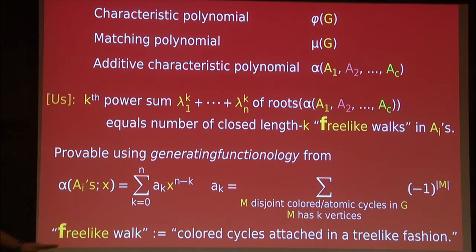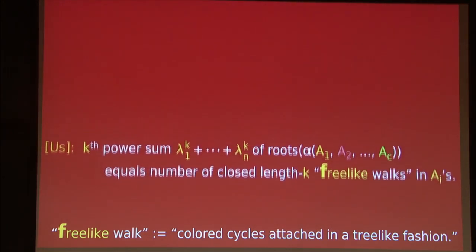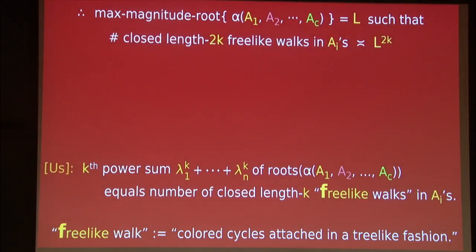Good. So just pretend you know what this definition of free-like walks is. We're almost done. Therefore, if you want to understand the maximum of these roots, think of these as fixed finite size objects, and then let k grow very large. I've chosen it to be even for some boring reason. Then the power sum will be dominated by the largest magnitude of the roots to the power of 2k, if you remember that the roots are real valued; otherwise it's at most this.